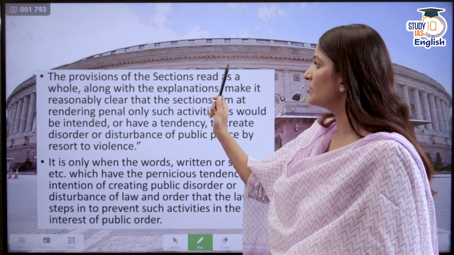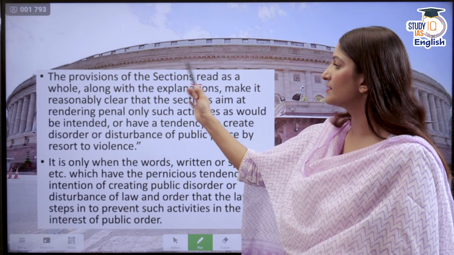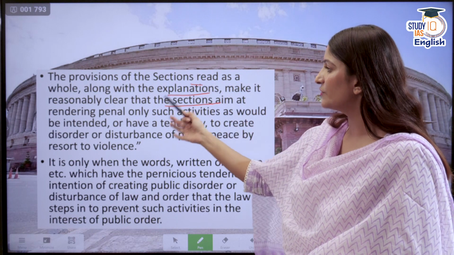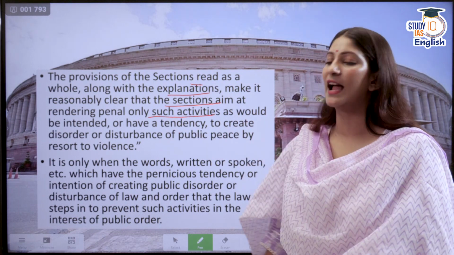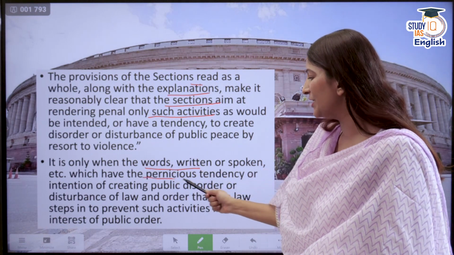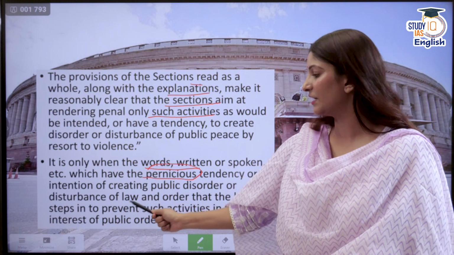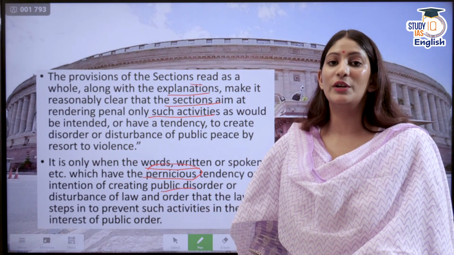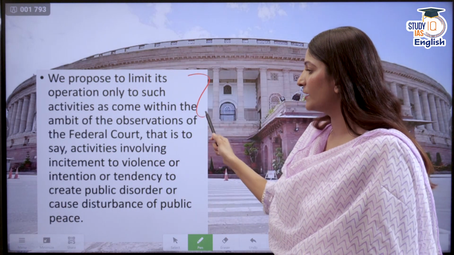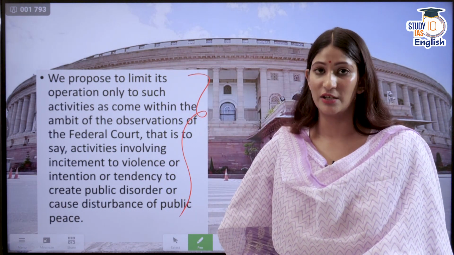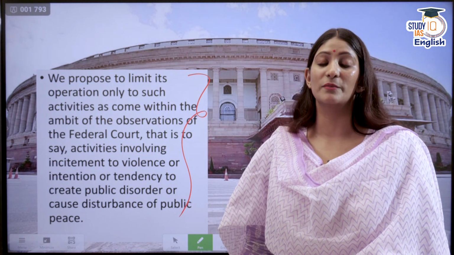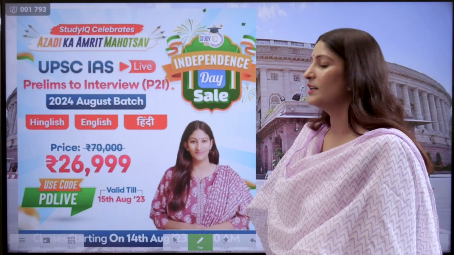The provision of this section, read as a whole along with the explanation, makes it reasonably clear that the section aims at rendering penal only such activities as would be intended. It is only when the words written or spoken have the pernicious tendency or intention of creating public disorder. If I want to create anarchy, then it will be a seditious activity. And the Supreme Court has also said to limit the activities because sedition is a big charge, life imprisonment, and now 7 years of imprisonment is also there. That is why a limit should be there.